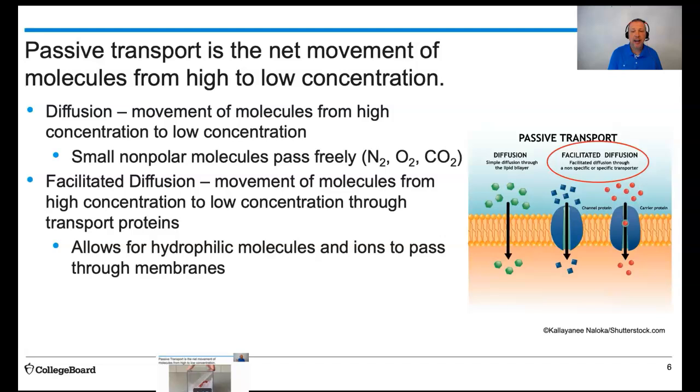The polar and hydrophilic molecules, right, can't get through the cell even if they're small because the tails don't like it. Ionic compounds, anything with a charge, can't get through unless it goes through a channel protein or a carrier one. Or in some cases, it's active transport we'll look at later. Okay?